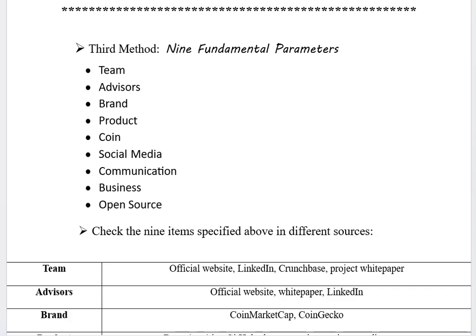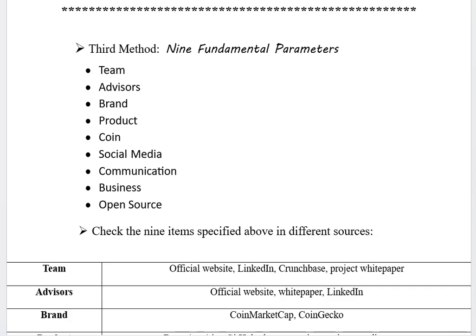The fourth parameter deals with the product, assessing whether the product of each cryptocurrency's project has real world utility or is merely just a theoretical idea. It also reviews the roadmap to see what roadmap the core project team has.